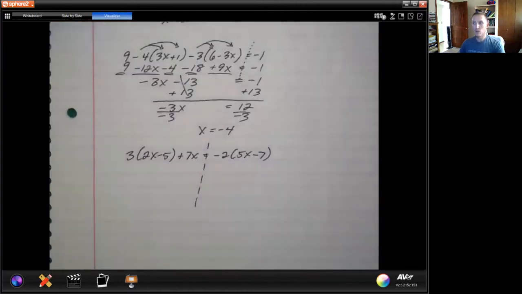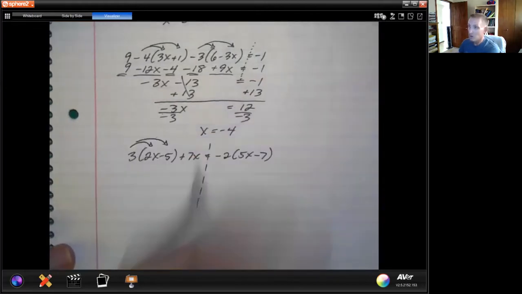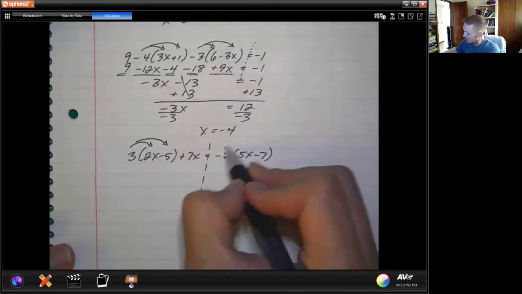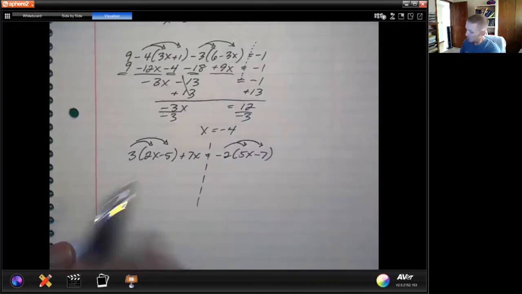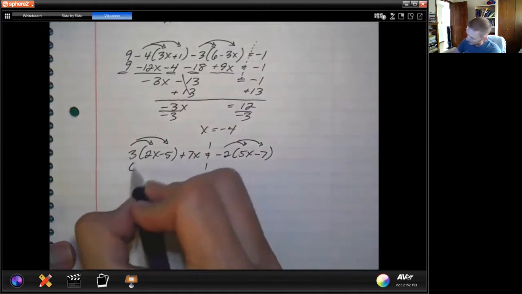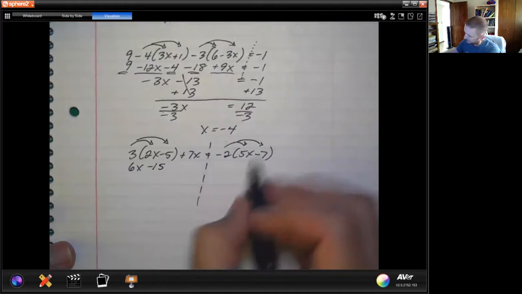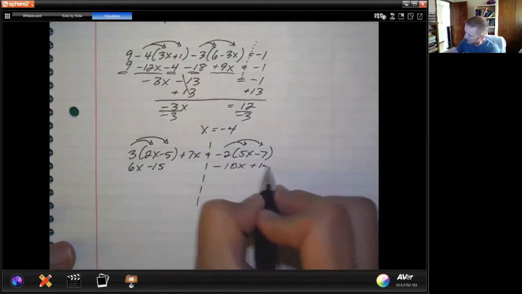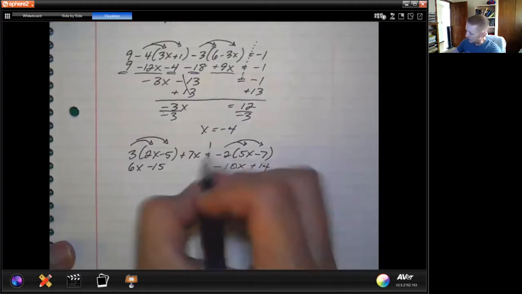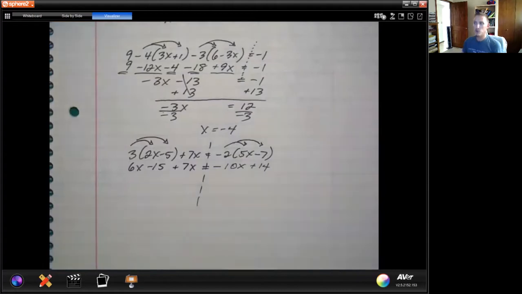Step 1, get rid of parentheses. So I'm going to distribute. And on the other side, I'm going to distribute. So 3 times 2x is 6x. 3 times 5 is -15. Over here, I'm going to get -10x and plus 14. And everything else, I'm bringing straight down. Plus 7x and the equal sign are coming straight down.